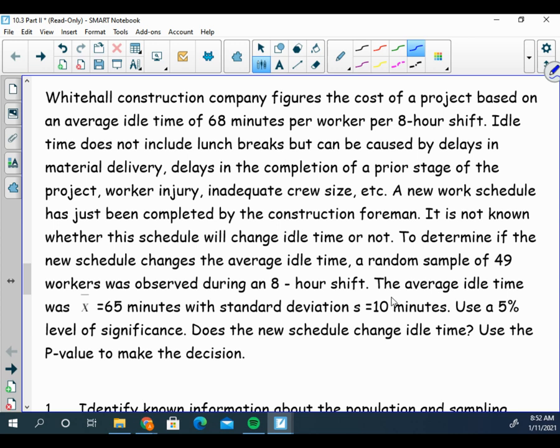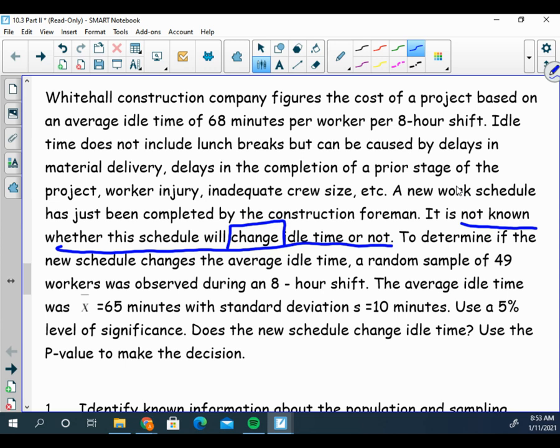If you want to go ahead and try this on your own, be my guest. My advice, though, if you're someone who likes to work ahead, be very careful when you get to step 5 and you start doing the test statistic and the p-value, because this example will be a little bit different. Okay, it can get a little bit tricky. What construction company figures the cost of a project based on average idle time of 68 minutes per 8-hour shift? Blah, blah, blah. A new work schedule has been completed by the construction foreman. Not known whether this schedule will change. We've seen this word before. Change idle time or not.